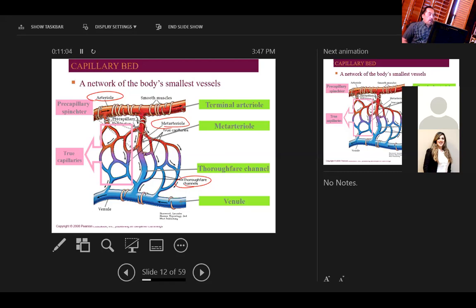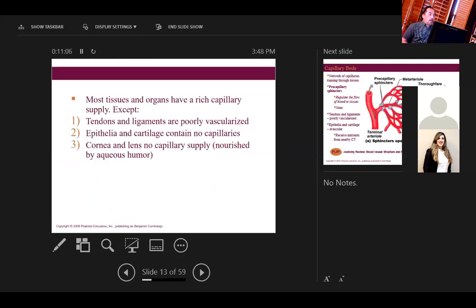Okay, so now we're going to look at the exceptions, where capillaries are not present. These are your tendons and ligaments. They're poorly vascularized. Epithelium and cartilage contain no capillaries. Cornea and lens, there are no capillaries. So that means I can actually use a cadaveric tendon or a cadaveric ligament to replace one in your body because there's poor vascularization there.